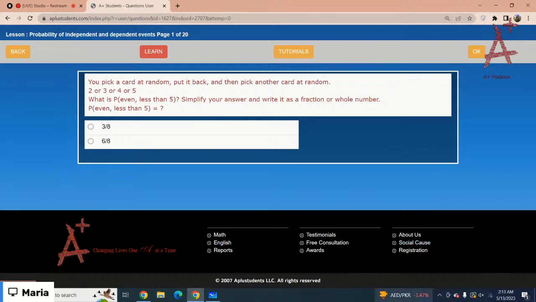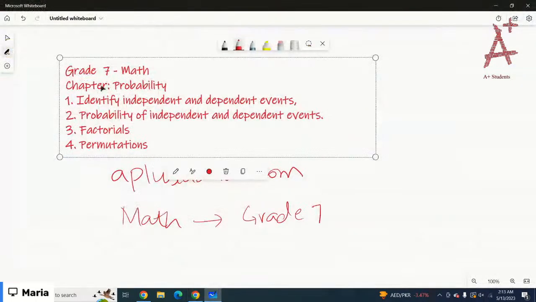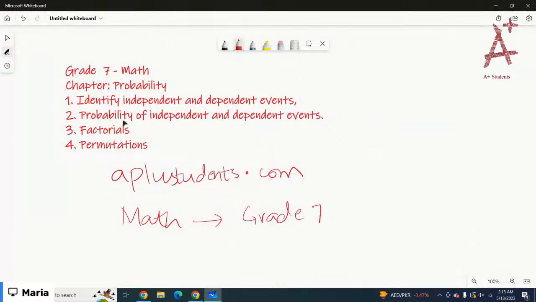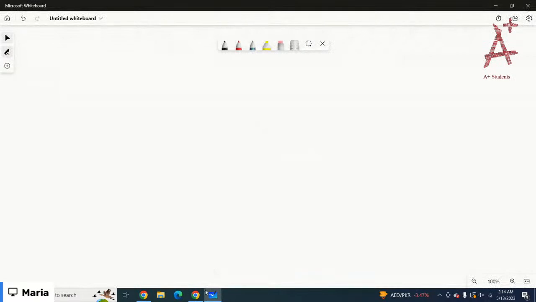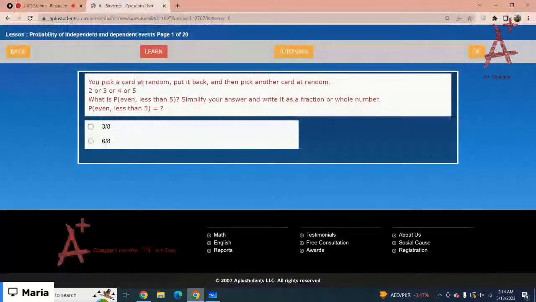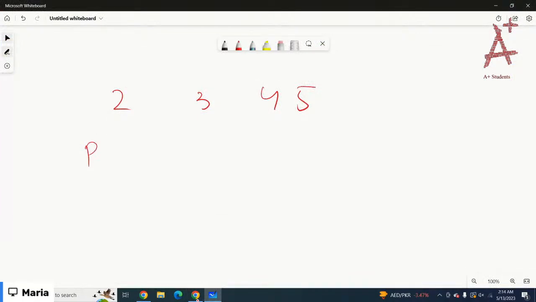You have to calculate the probability of even. The cards are 2, 3, 4, and 5. Hold on, let me write it down on the board. Okay, the cards are 2, 3, 4, and 5, and you have to calculate the probability of even and less than 5.